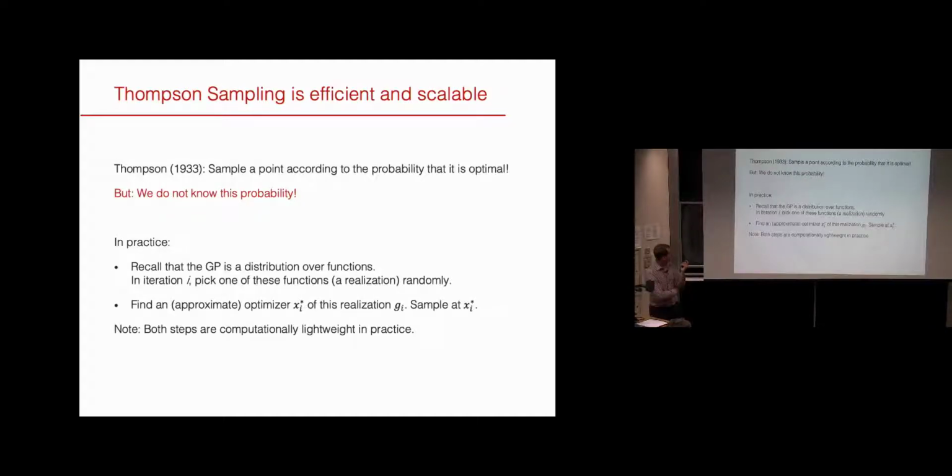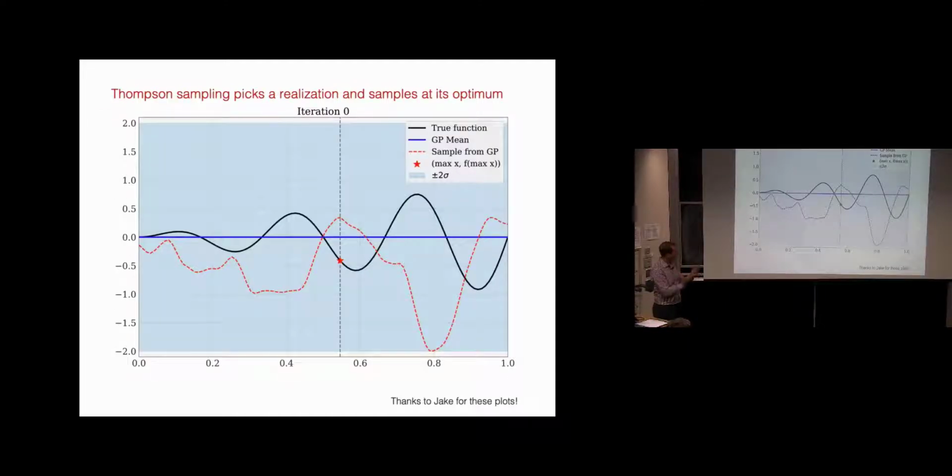However, there's actually a practical implementation which uses the perspective we've just discovered. Recall that we have a distribution over the unknown function. So what we can do is take one possible realization from this distribution, find an optimum of this one realization, and sample there. That's computationally very lightweight. Let me show you how this works.